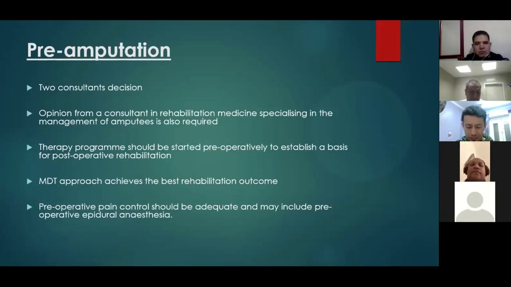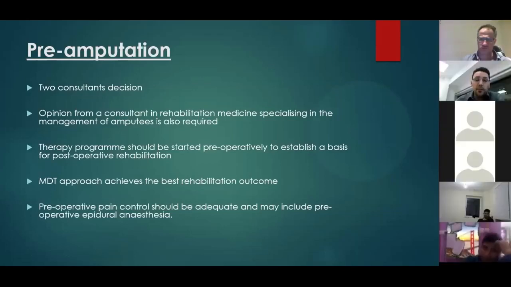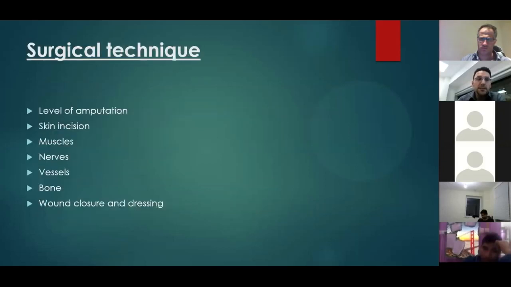Also, you have to consider that a therapy program should be started preoperatively to establish the basis of the postoperative rehab and what the patient's needs are following the surgery. An MDT approach achieves the best outcome following the surgery, and also preoperative pain control is essential, including preoperative epidural anesthesia.